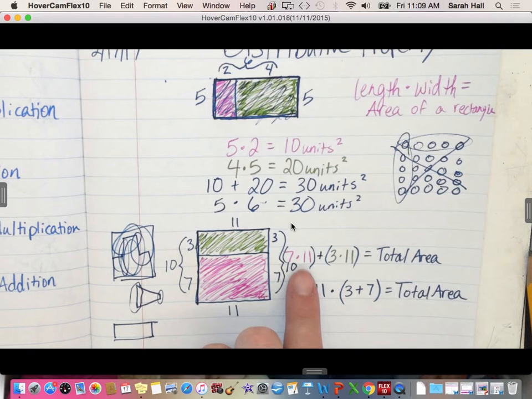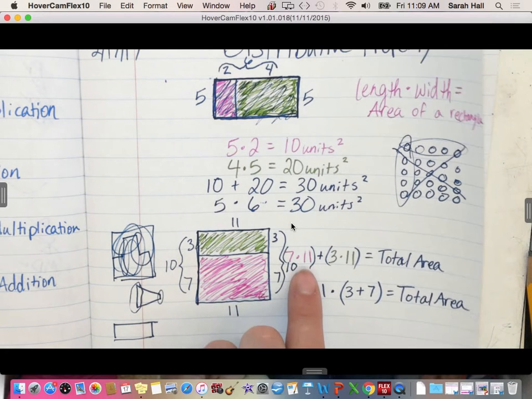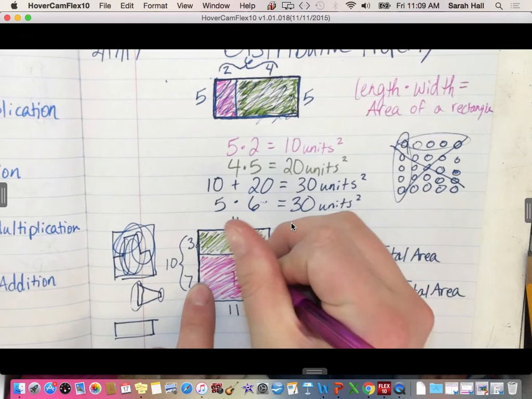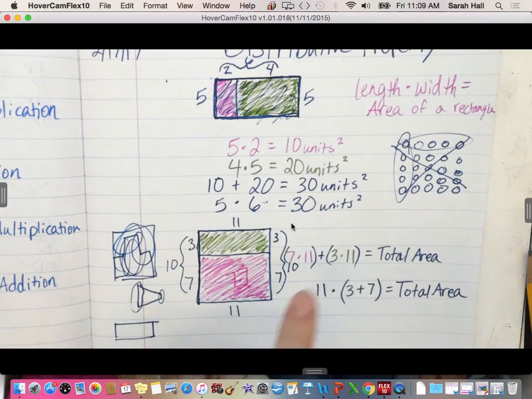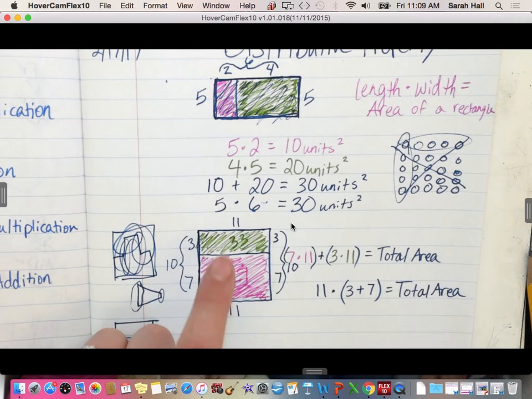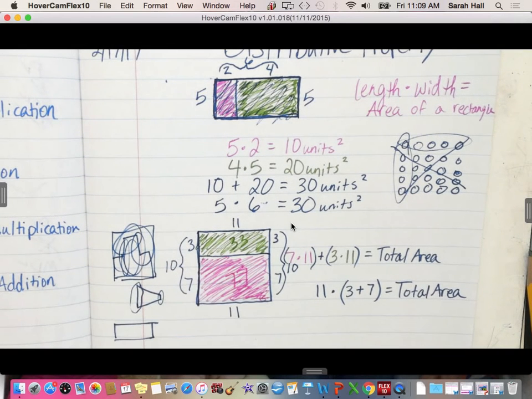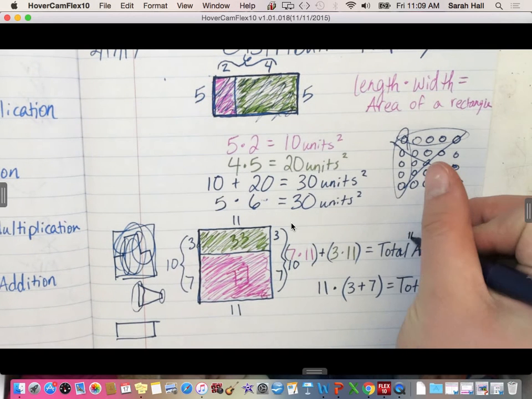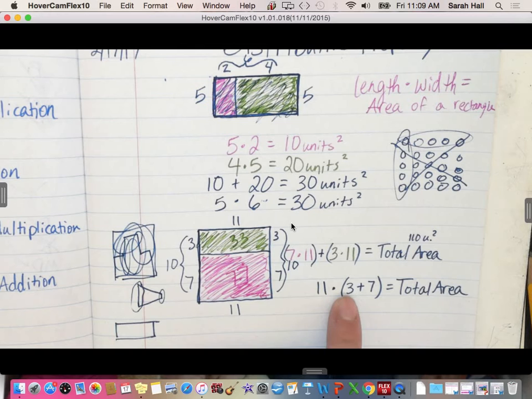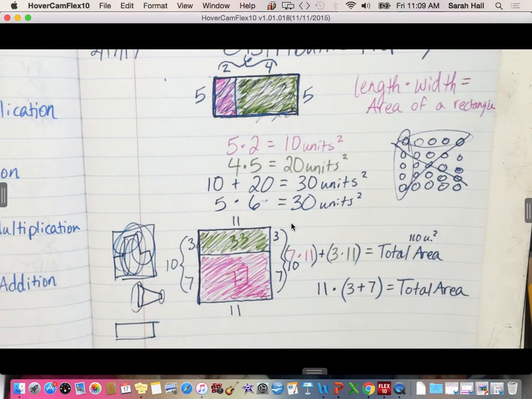And up here, if I do 7 times 11 to get the pink, so this one is 77, and I do green 3 times 11, and I add them together, 33 plus 77, my total area would be units squared. U for short, units squared. And down here we also got what number? Because I had 11 times 10.